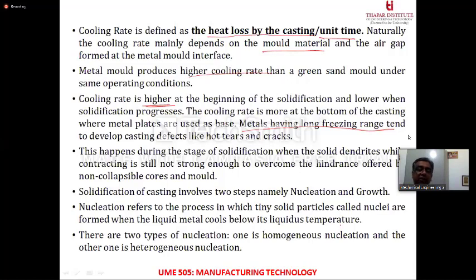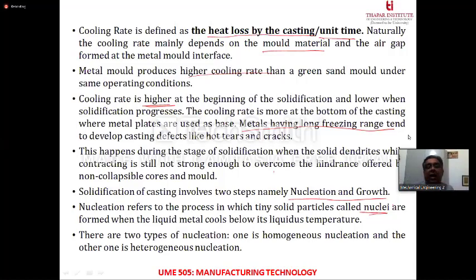So the solidification process basically consists of two steps. The first step is called nucleation and the second step is called growth. Growth is something which is exponentially related to the process of nucleation. I'll explain the process of nucleation to you. Nucleation is the process where tiny solid particles called nuclei are formed when the liquid metal cools below the liquidus temperature. So the nucleation process starts as we go below the liquidus temperature. Now for an alloy, the liquidus temperature is on the higher side, but for a pure metal, it is the melting point that you observe.